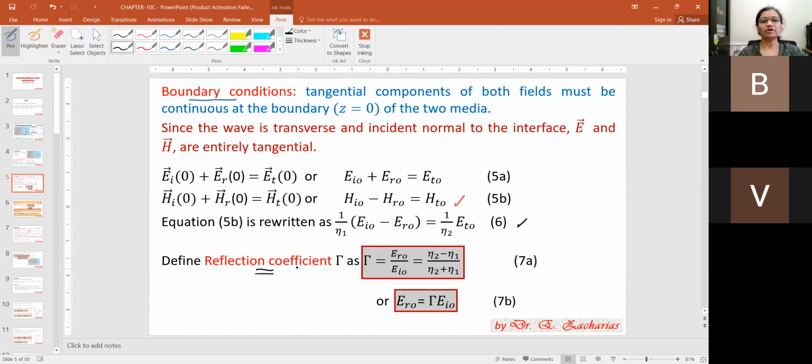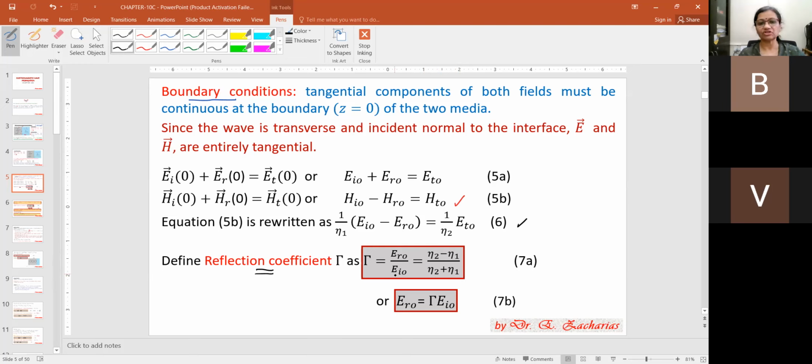So the reflection coefficient gamma is equal to the ratio of the reflected electric field to the incident electric field at the boundary. See this very carefully, guys. You always talk of reflection coefficients at the boundary only. And this is a formula that you can take: eta 2 minus eta 1 divided by eta 2 plus eta 1. This also shows that the reflection coefficient will always be less than 1.